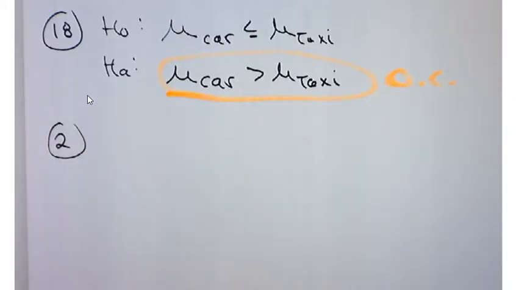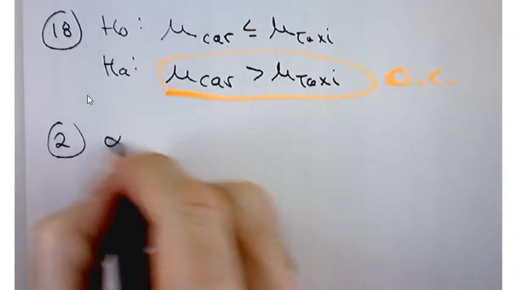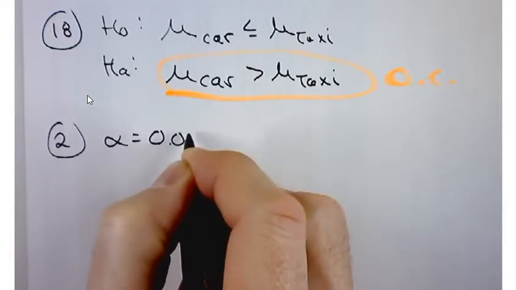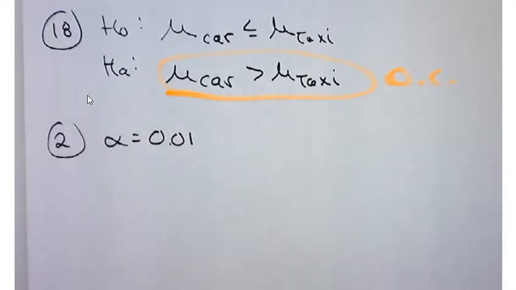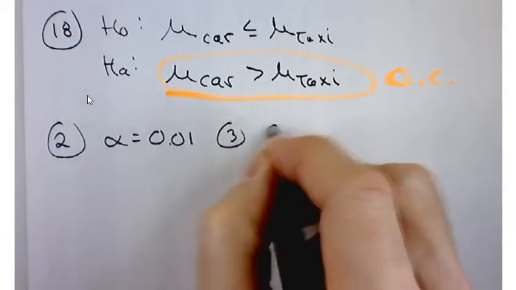Step 2. I don't think they told us a value for alpha here, did they? No. So what should we use? Yeah, two values, 0.01, 0.05. I think I heard Will say 0.01, so we'll use 0.01, but I don't think it's going to make a difference. Step 3 is to enter the data.